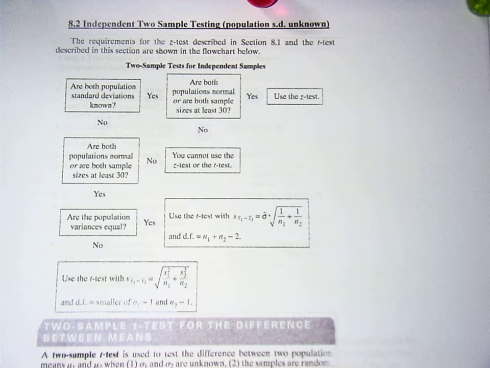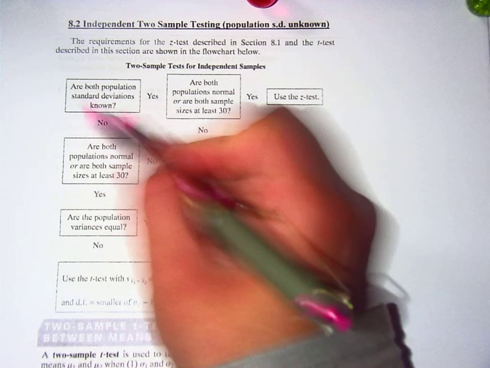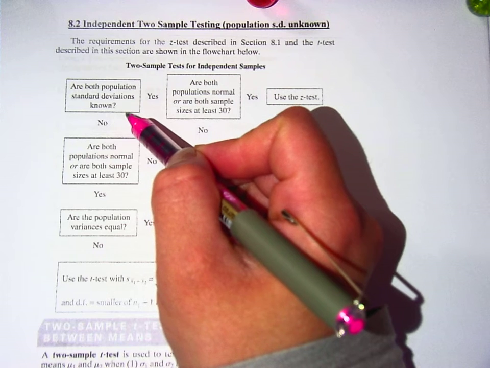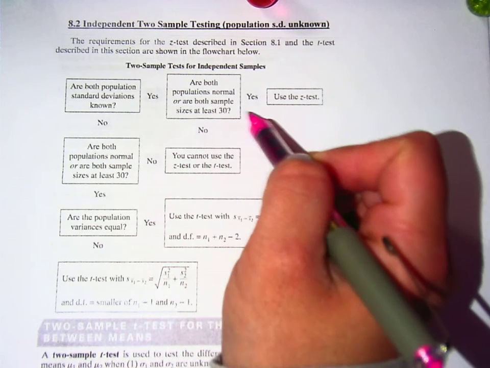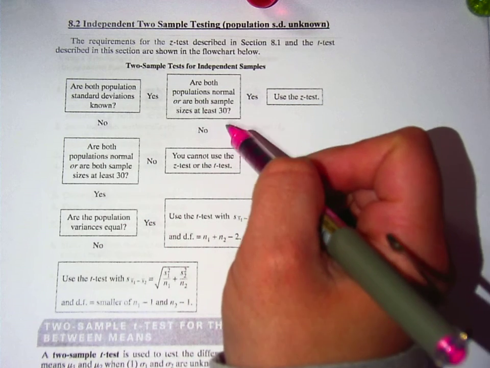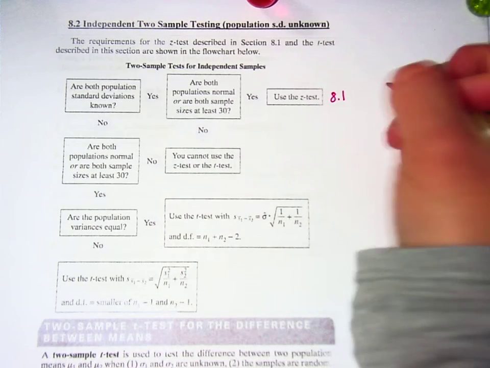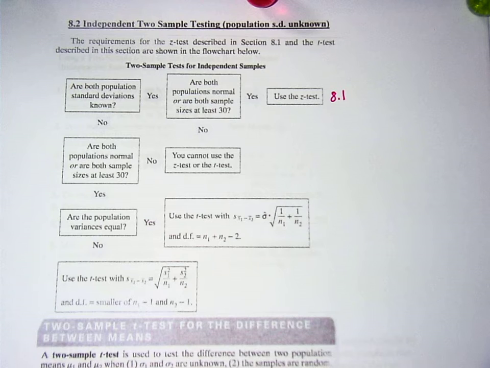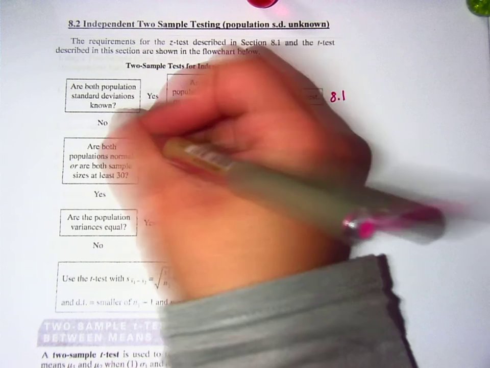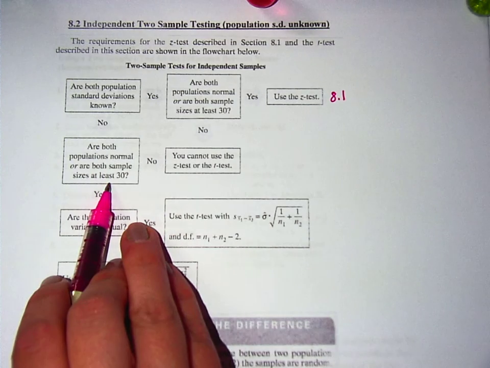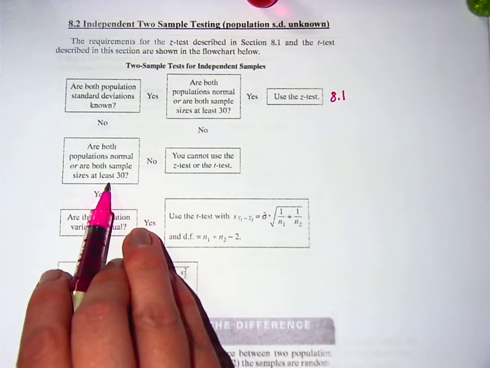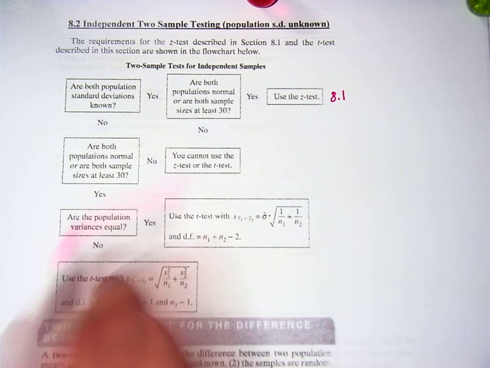So let's see, it says on the flow chart here, the first question is, are both population standard deviations known? And if the answer is yes, and the population is normal or both sample sizes are at least 30, then you can use the z-test. This was section 8.1. We did that together. If the answer is no, then you've got to ask yourself, are both populations normal and are both sample sizes at least 30? And if the answer is no, then you can't do it.